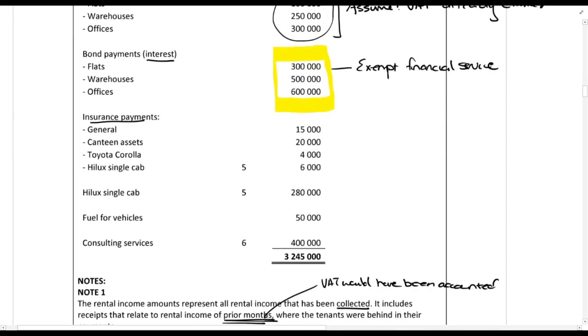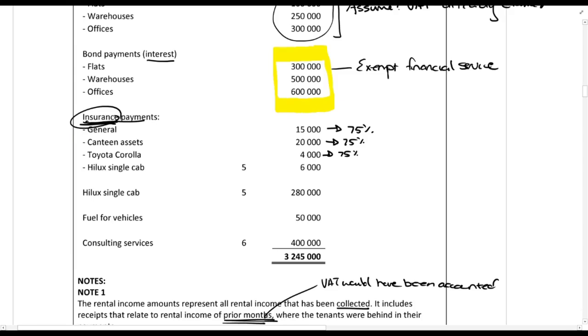Then we have insurance payments, general insurance payments. Sure, we can claim 75% of that. Can you claim the insurance on the canteen assets? This is where a lot of students will say, no, input tax denies entertainment. Remember, input tax is only denied on buying and renting the assets. The insurance on an entertainment asset is not the same as entertainment. It's insurance, so you can claim 75%. The Toyota Corolla, a motor car, can we claim the VAT on that? Well, when you buy a motor car, input tax is denied. But the insurance, which this is, you can definitely claim.